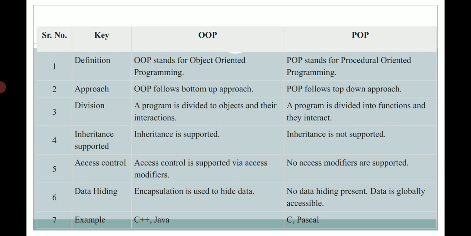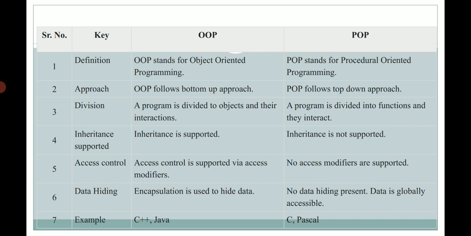Based on division, in object oriented programming a program is divided into objects and their interactions. Means a larger or lengthier program can be divided into a number of subunits. That is, we can call them objects. In procedural oriented programming, a program is divided into functions and they interact. Means a larger or lengthier program can be divided into a number of subunits. That is, we can call them functions.